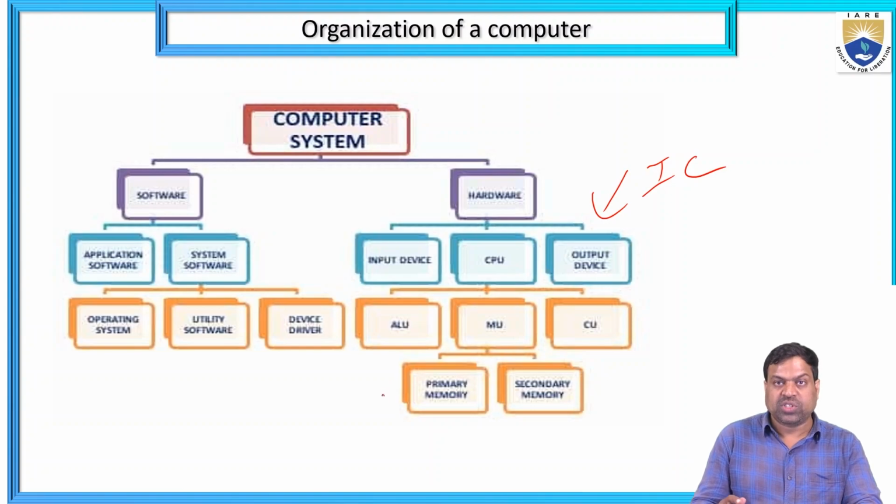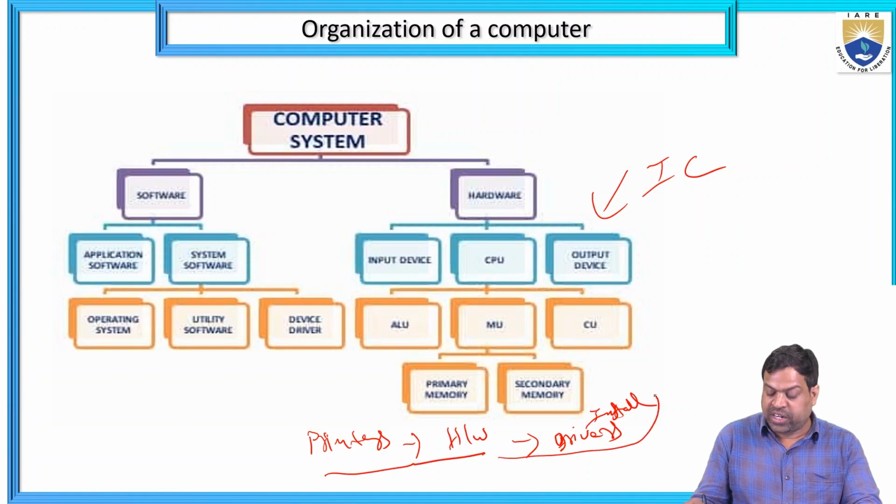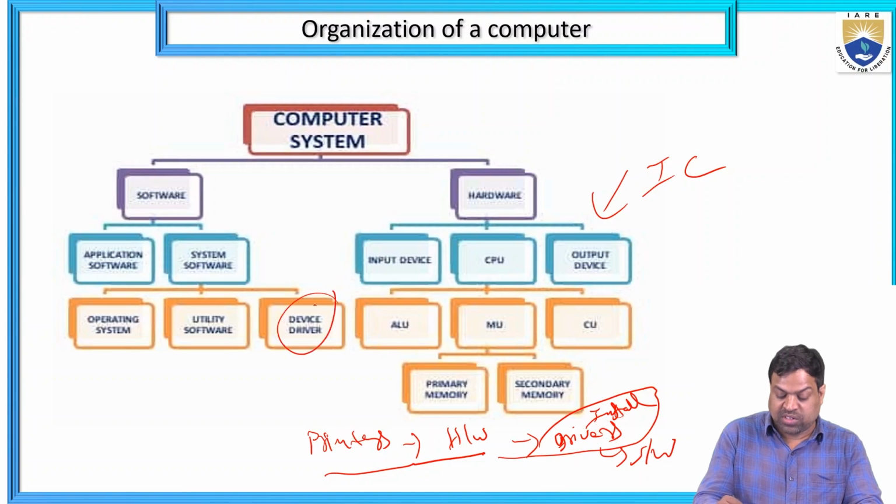Okay. Software means we have to install it. Suppose I have a printer. Is the printer hardware or not? Yes, it is hardware. How does it work? We have to install the drivers. So the printer is hardware, but I need drivers. Are drivers software or not? Yes, these device drivers are software.